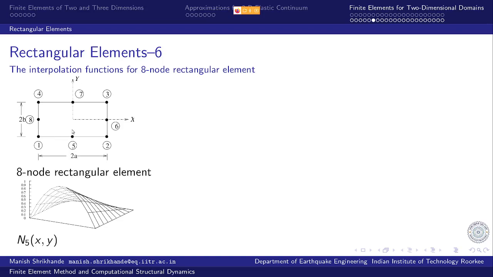For node 5, the variation should vanish at this edge, at this edge, and at this edge, and it should be unity at node 5. So this is the variation of N5, the interpolation function corresponding to node 5. So how do we get this interpolation function?